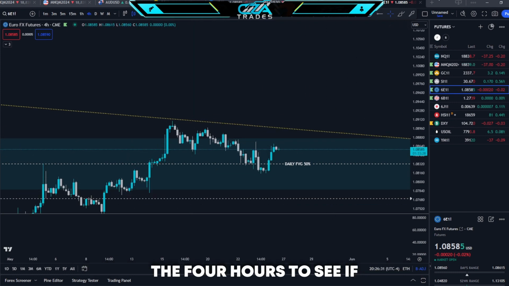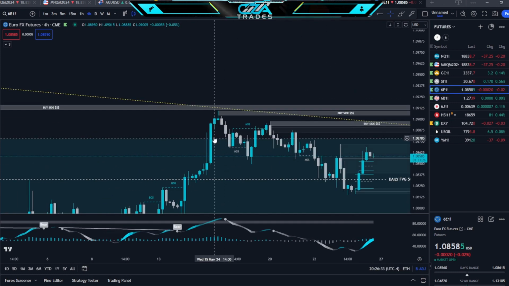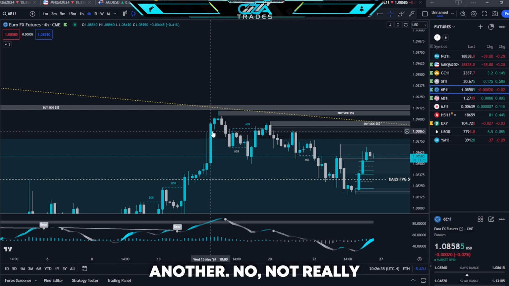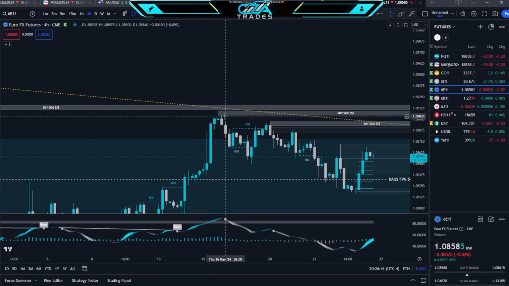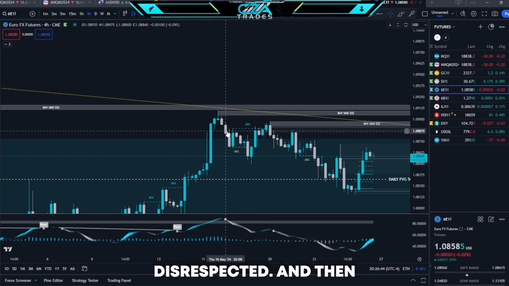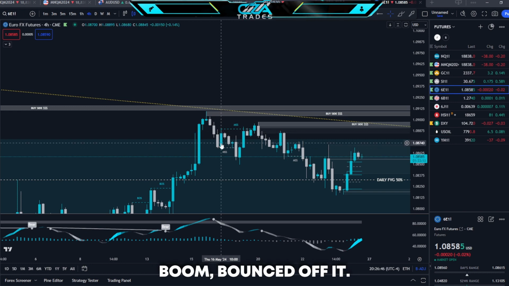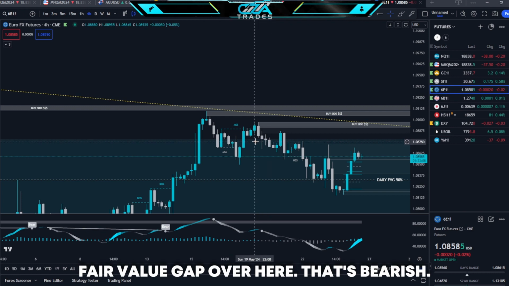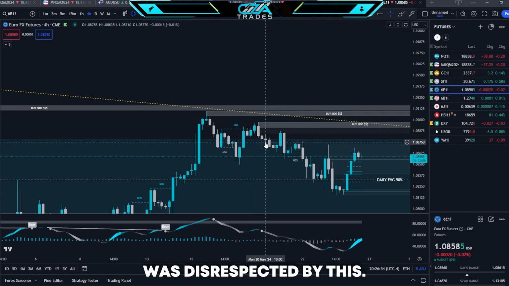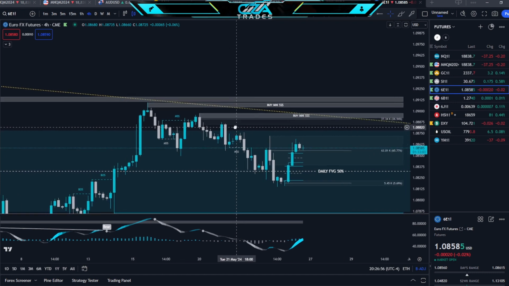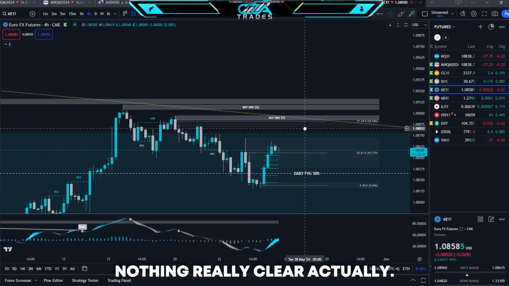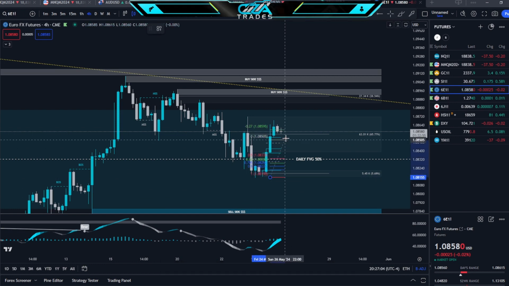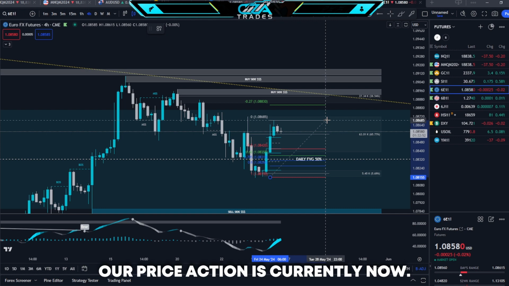Let's check it out on the 4-hour to see if it's any more clear for us. We have a fair value gap here. Boom, followed by another. No, not really a fair value gap here. So that little tiny fair value gap was disrespected. And then boom, bounced off it. Fair value gap over here, that's bearish, was disrespected by this. Nothing really clear actually. What do we see here? Where price action is currently now.